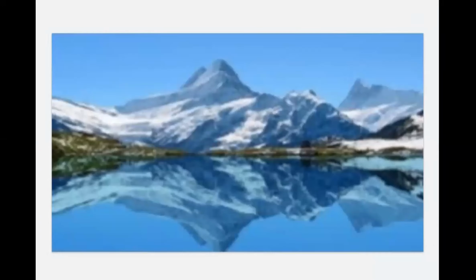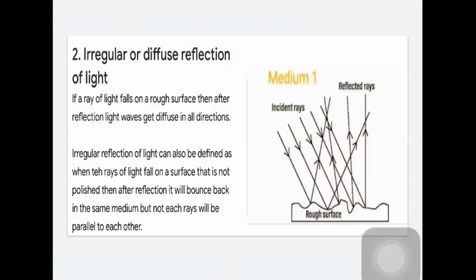Now, in this slide, you can see a beautiful reflection of this mountain being seen on the surface of water. The surface of water is clear and plain. This is the reason why, since the rays of light were parallel, you can see each and every detail that is present outside the water pool. The same detail is seen on the surface of that pool. So you get a well-defined and clear image in case of regular reflection.